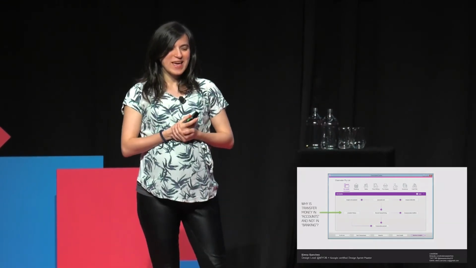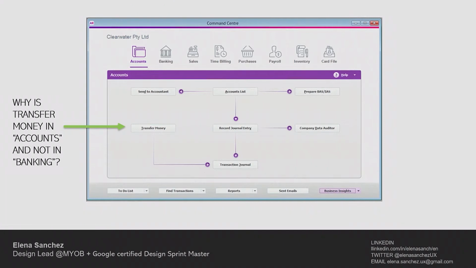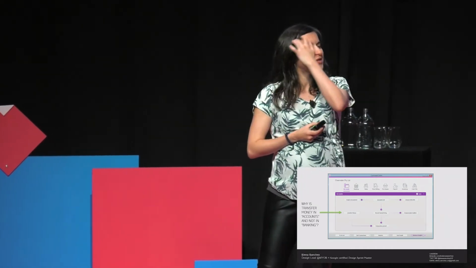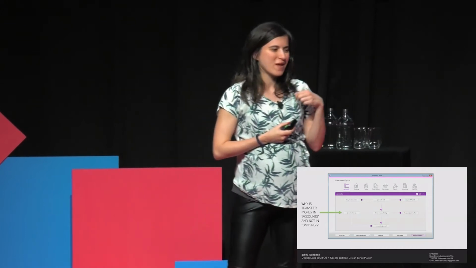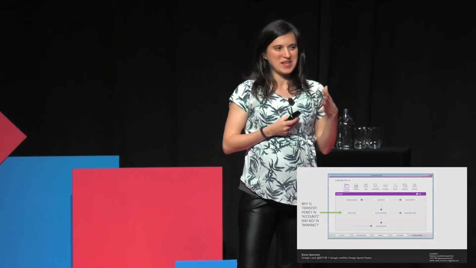So one day I was looking at it and I thought, wait a minute, why would a function like transfer money be inside the accounts menu as opposed to the banking menu? This doesn't make any sense. Why wouldn't you have transfer money inside banking? So I did what I've learned to do in this new organization that has been around for a long time. I was at a startup before, so there was no one to dig deeper into the history of some of those decisions. But this time, I talked to a few people that have been around for 15 or 20 years.